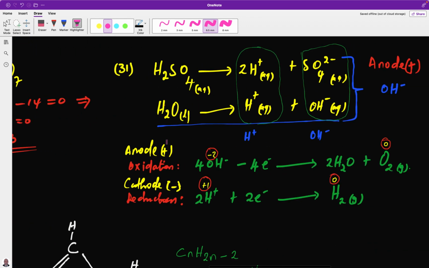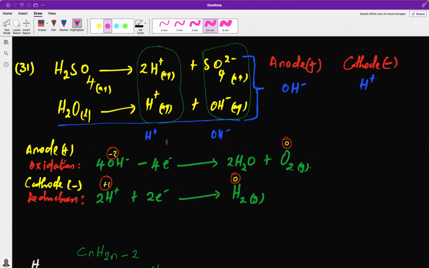Now, for the electrolysis of dilute sulfuric acid, because it has water involved in it, when sulfuric acid ionizes in water, it's going to have hydrogen ion and the sulfate ion. Now, when water ionizes too, it's going to have hydrogen ion and the OH ion. There are 2 electrodes: the cathode, which is the negative electrode, and the anode, which is the positive electrode. Which of them is going to be deposited at the anode and the cathode?